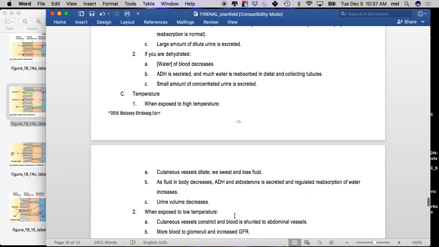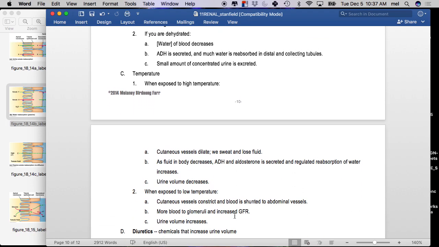Okay. And then last but not least, if you are dehydrated, remember your water concentration of your blood will decrease. It will be detected again by the brain, by the hypothalamus of the brain.